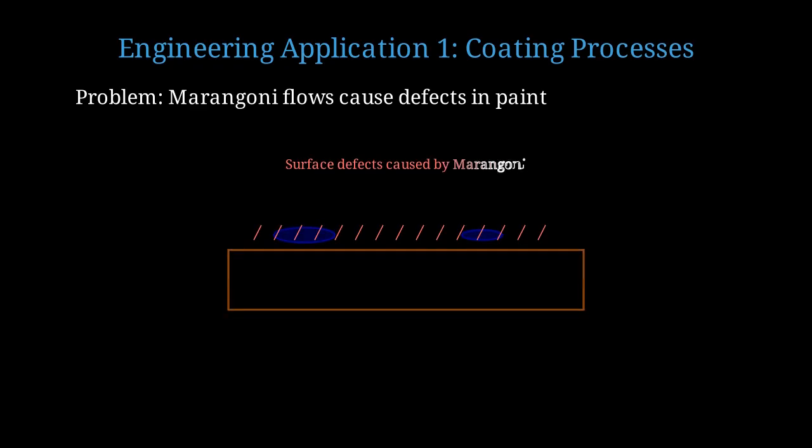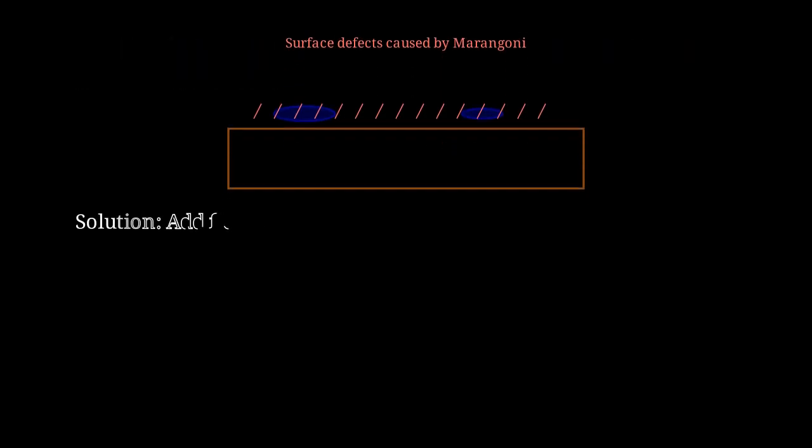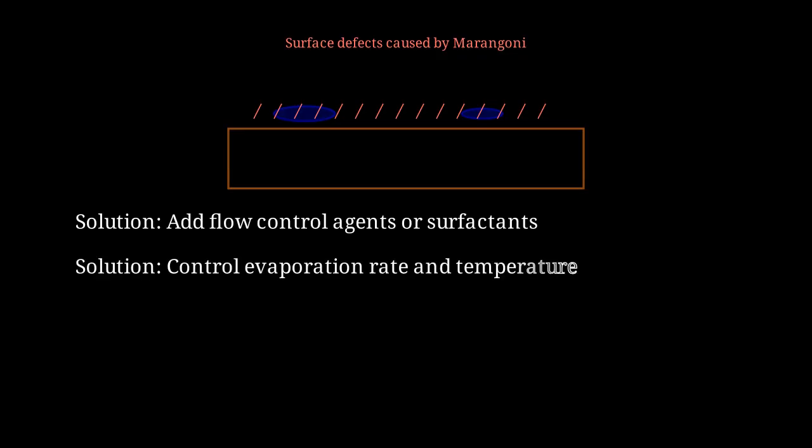These defects are called Bénard cells, or fisheyes in the coating industry. They occur because the Marangoni flow redistributes the coating unevenly. To suppress unwanted Marangoni flows, engineers add flow control agents to the coating formulation. These are surfactants that equilibrate quickly and minimize surface tension gradients. Another strategy is to carefully control the drying conditions, reducing the evaporation rate and maintaining uniform temperature to minimize gradients.